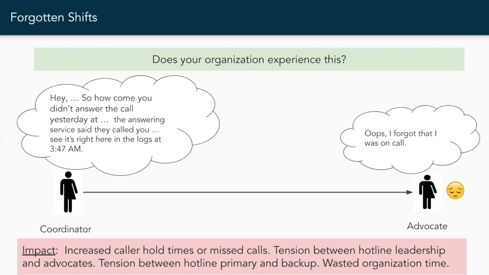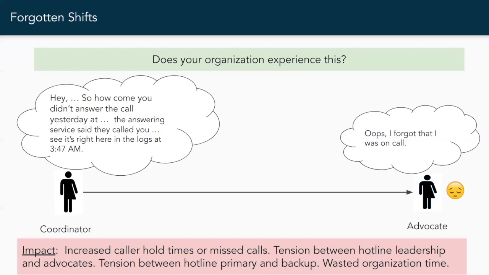And that can have an impact of having the caller not get a service or wait for a longer time to get to the backup to actually get their service, as well as that challenge when the backup is answering calls that should have been going to the primary. And like I said, it can be frustrating to have that conversation about, hey, why didn't you get a call with an advocate?